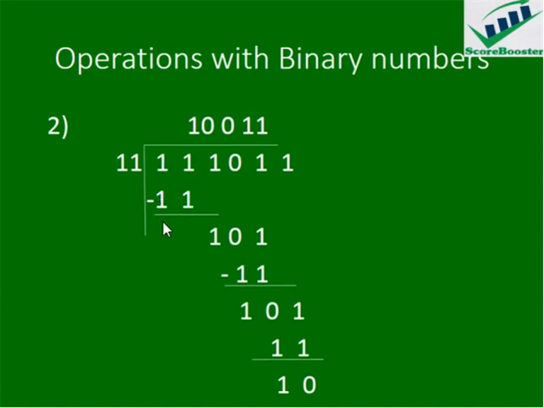1 minus 0 will give 0. That is why we did not bother to write anything. So that is 0, 0. We bring down this one. Can 11 go in 1? That is impossible. We write 0.